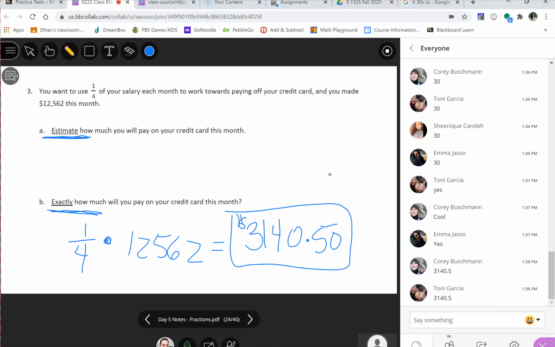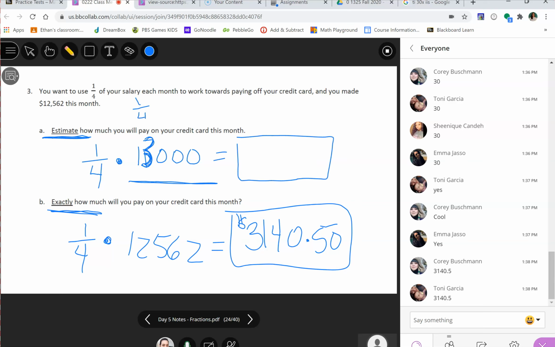Okay. For the estimate, you have to keep the 1/4, but then they want you to round that amount of money. Now, here's the thing. They don't always tell you how to round it. So maybe you wanted to round that up to $13,000 or something. So you're overestimating. And you would put that in your calculator. Maybe you wanted to round that to $12,600. Round it to the nearest 100, right? There's different ways to do it.